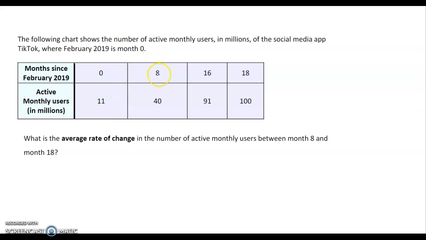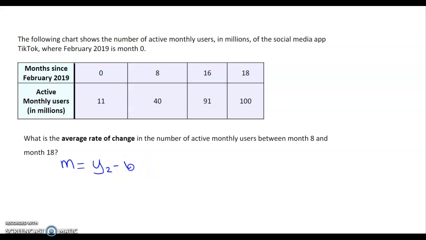Month 8, so what would that be? October, that's a lot, 40 million users. Month 16, 91 million, and so on. So we can see kind of what's going on. So the average rate of change is basically asking for the slope. So how is this changing over time? And so we're going to use the slope formula to find that average rate of change.